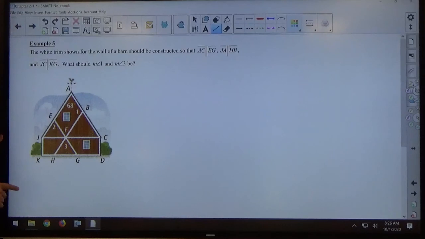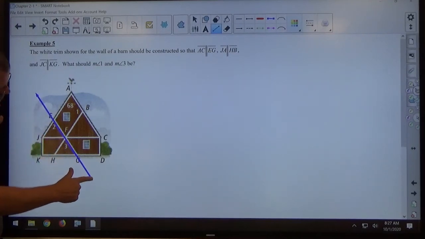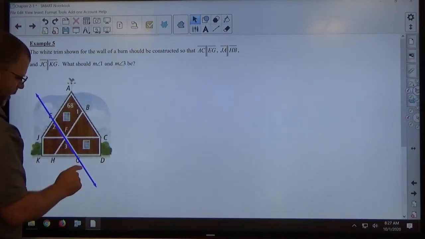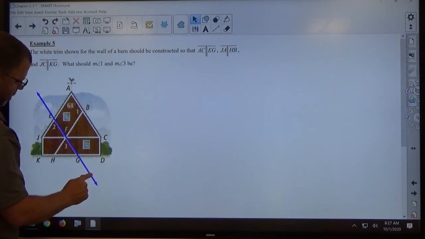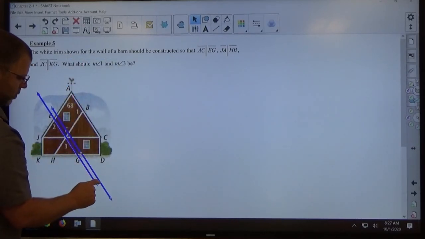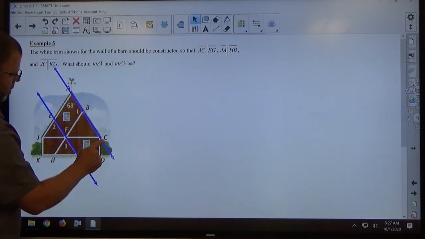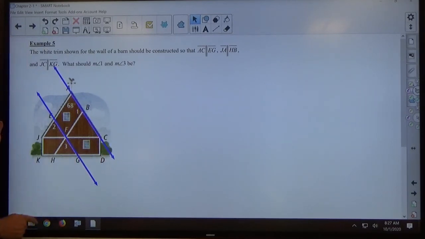Again, drawing the picture is helpful. You don't have to draw a perfect barn or whatever, but getting the parallel lines going on in your paper is helpful. So if I got my EG right about here, let's see how close I get. That's pretty close. That's supposed to be parallel to AC. All right, so those are supposed to be parallel to each other.